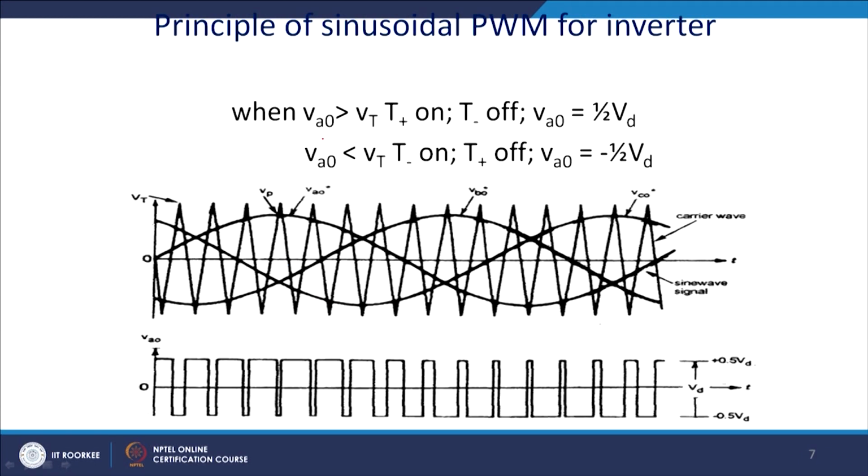When the control signal VAO is greater than the triangle signal VT, the upper switch will be on and the lower switch will be off, so you get a voltage of half VDC. Similarly, when the reverse condition is satisfied, that is, the triangular wave is greater than the modulating signal, the upper switch will be off and the lower switch will be on, and thus you get this kind of PWM waveform whose amplitude varies plus or minus VDC.